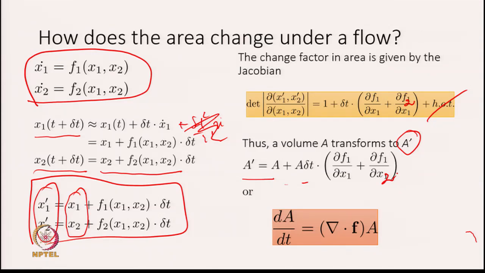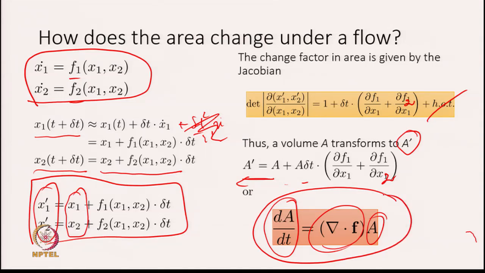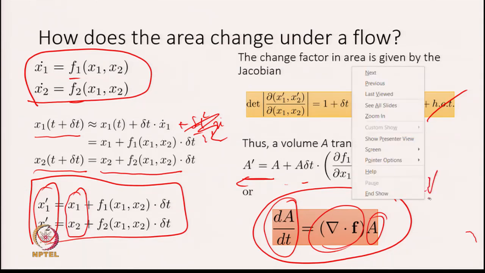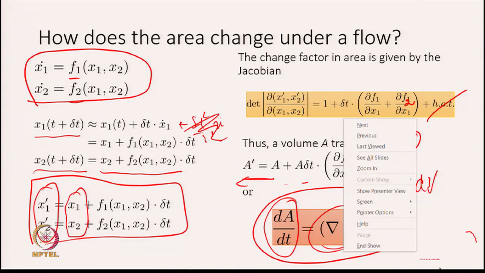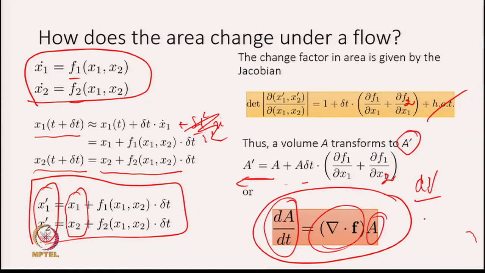Or rewriting this by moving this over onto this side and dividing by delta t, taking limits, etc., the rate of change of area in the plane is given by A times the divergence of this vector field f, which is specified by f1 and f2. Now, this is a very important formula and it generalizes to any number of dimensions, where you could just write down that dV by dt will be given by the divergence of this vector field times V.